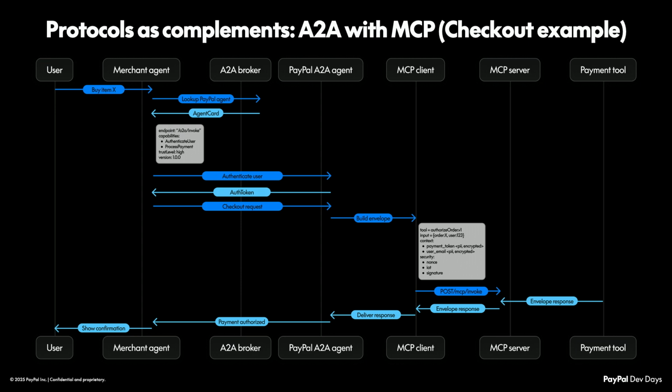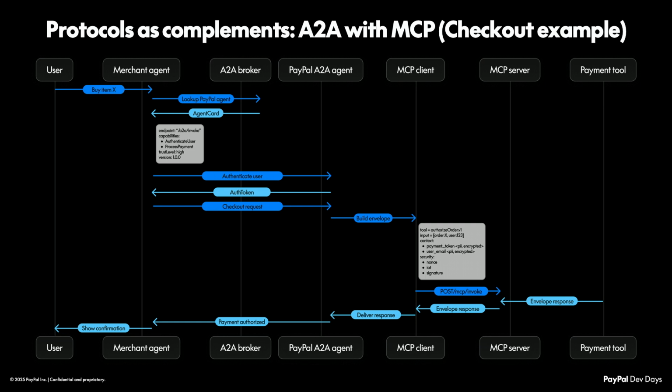The merchant's agent looks up the A2A broker, and the A2A broker helps the discovery process to find the PayPal agent. The A2A broker actually reverts back with what is called an agent card. So the agent card is the identity here, as compared to the envelopes that you had in the MCP sense. Here the agent card retrieves information like what's the endpoint, what are the capabilities of this specific agent, what is the trust level, how much can you trust this agent, and what is the versioning on it?